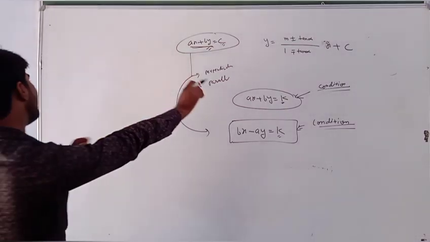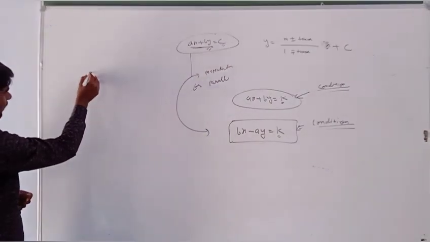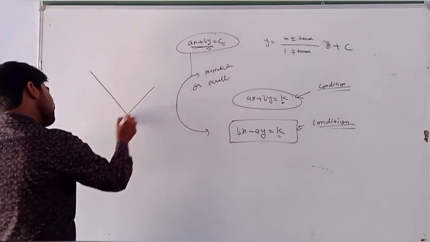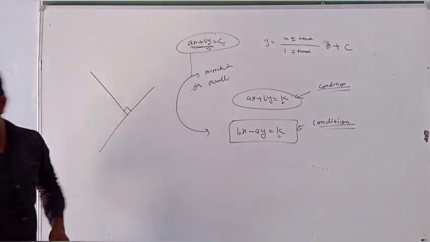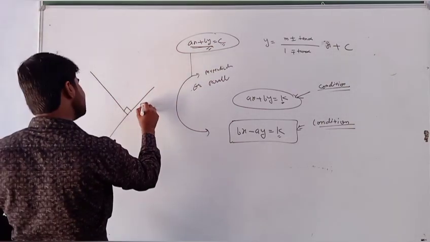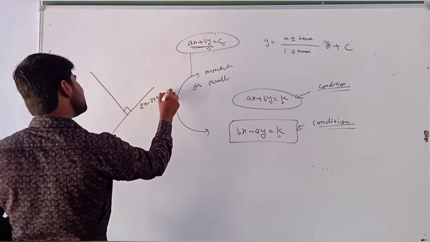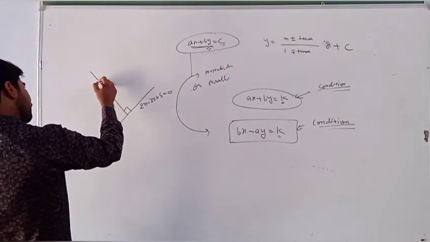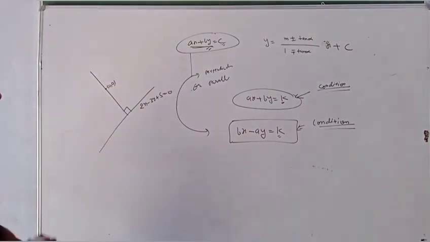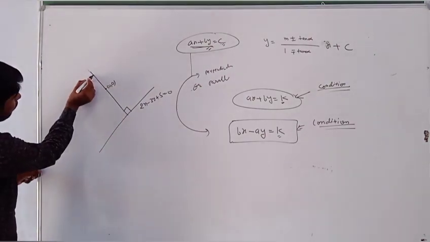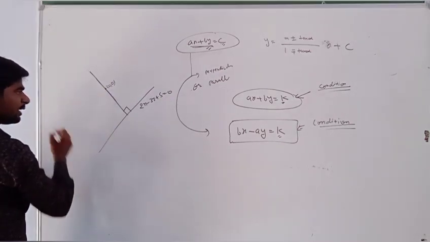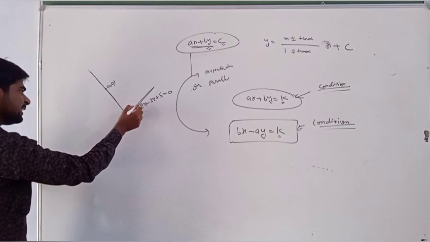Question is, find out the equation of a line which is perpendicular, meaning 90 degrees, to the line 2x minus 3y plus 5 equals 0 and passing through the origin (0, 0). Means you need to find the equation of this line, but the slope is not given. The slope of the other line is given.